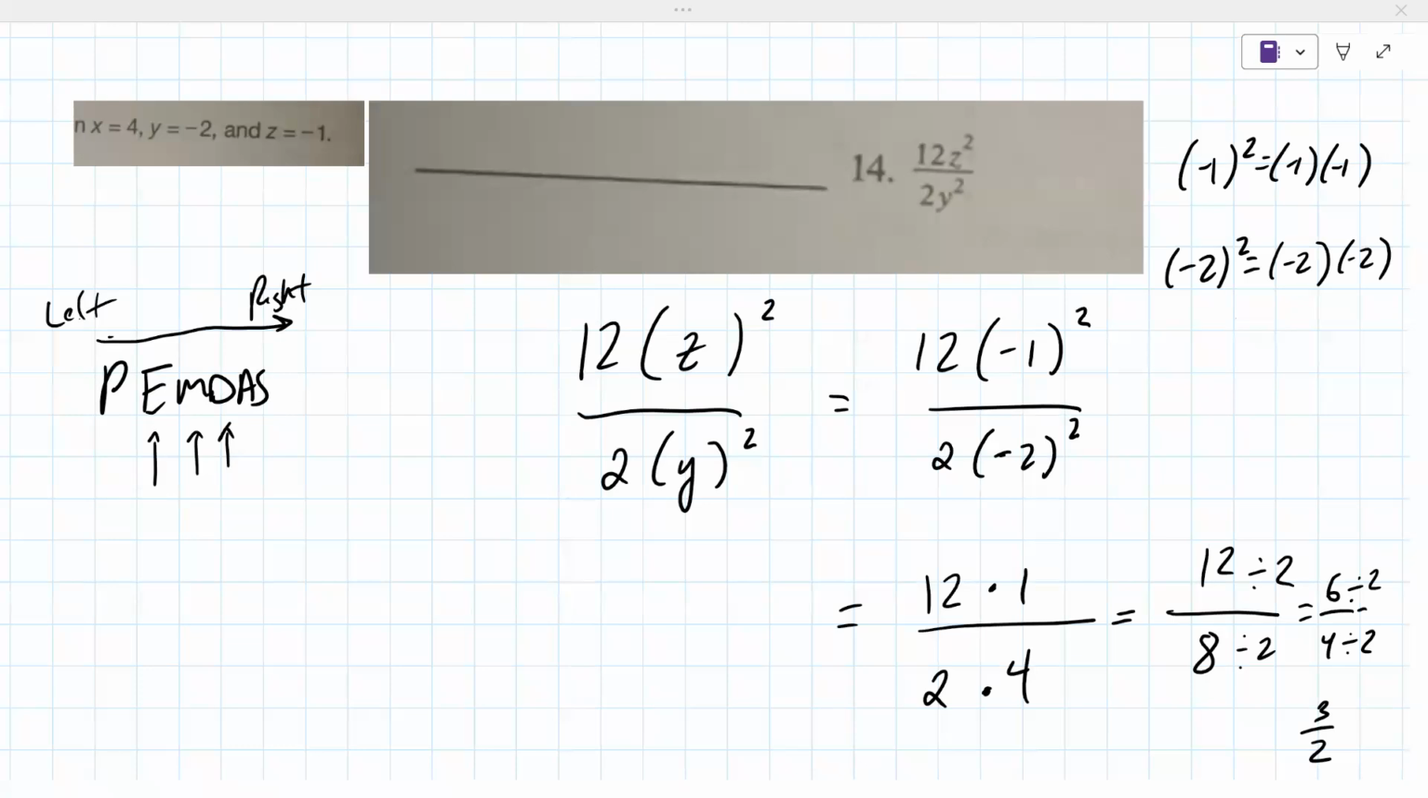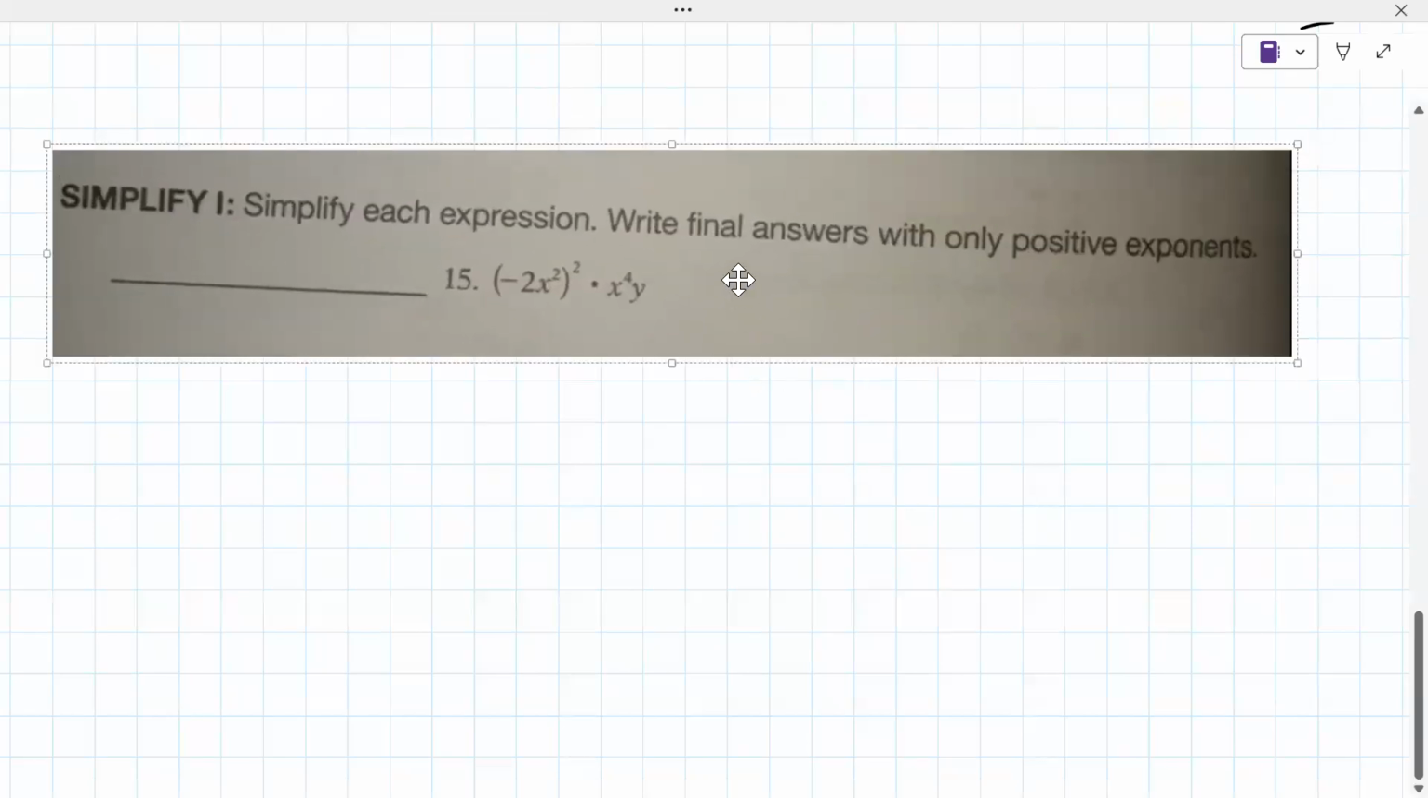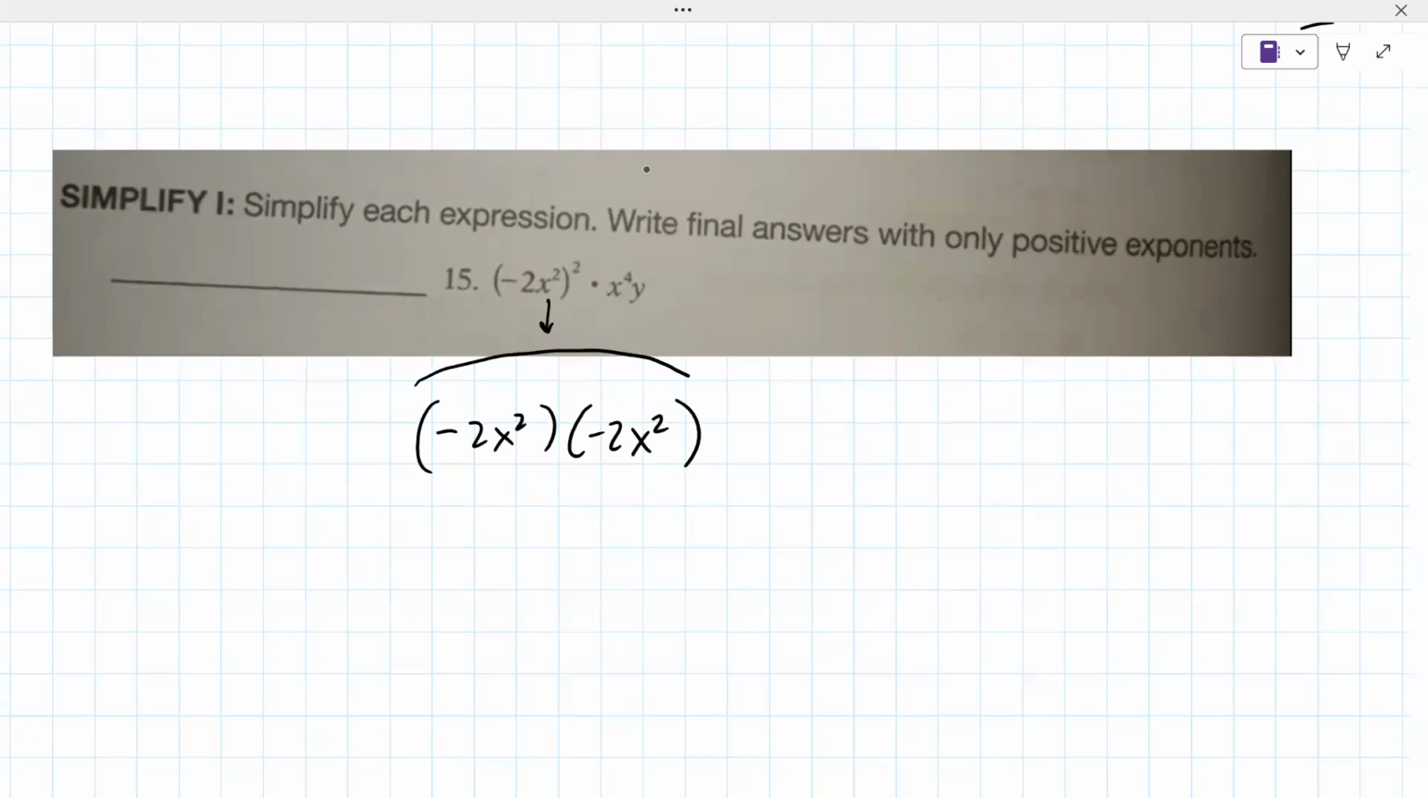All right, number 15 here. We have to simplify each expression. So we have to deal with this (-2x squared) squared. What that really is, and I think this will help you, is -2x squared times -2x squared. That's this part down here. When you rewrite that, what is -2 times -2? -2 times -2 would be 4.